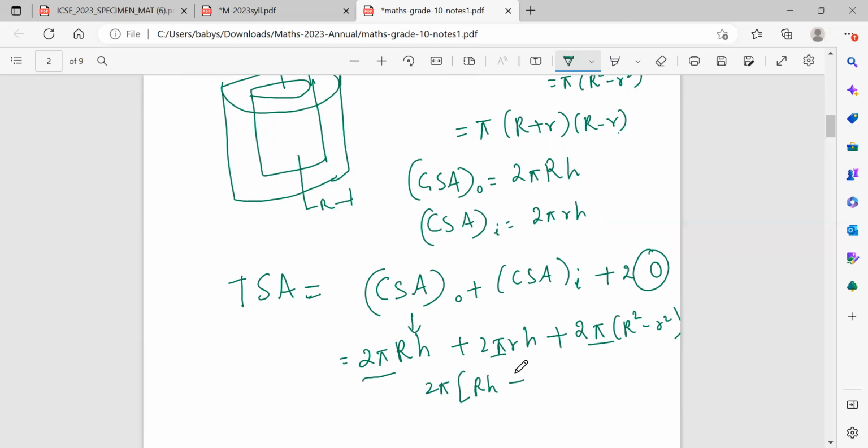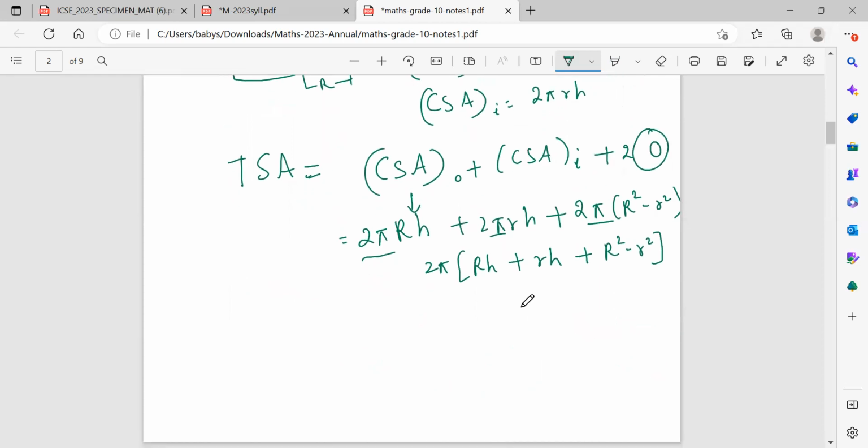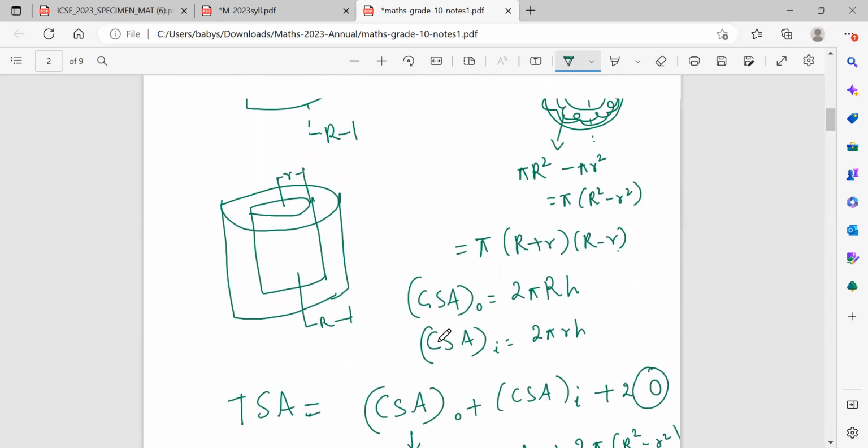And this is, of course, your factorization part, where you have to simplify things and take out, if you're given a hollow cylinder, this is it. Okay. Now, this you need to remember. If it's just CSA outer, CSA inner, and so on. This is as far as your hollow cylinder is concerned. You can get problems on solving this.